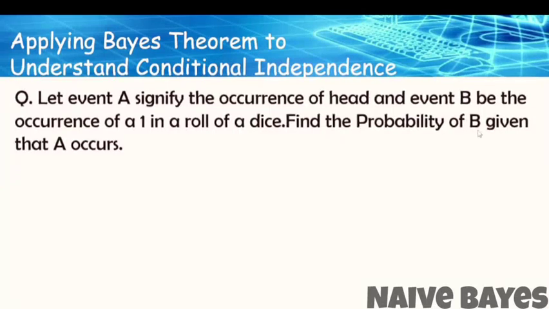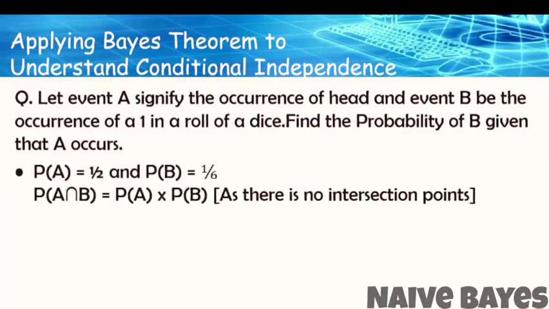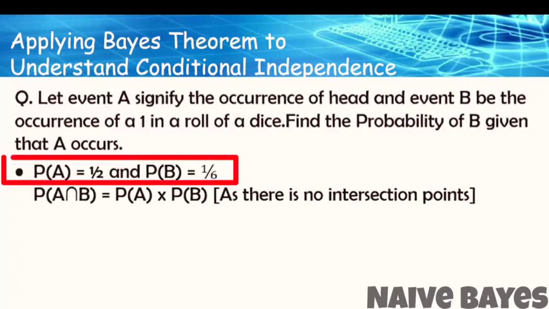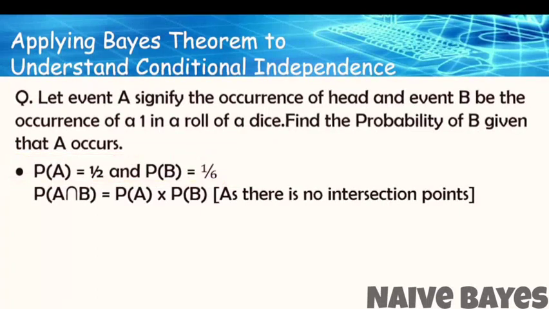So that is the probability question. What is the probability of A? We already know it is 1 divided by 2. The probability of heads occurring is 1 divided by 2. Again, just go back and revise probability and you will understand. And the probability of B is 1 divided by 6, only 1 out of 6.